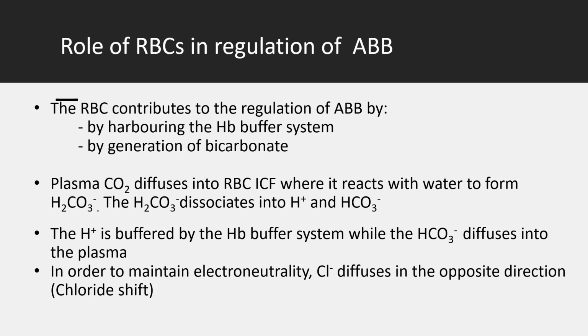And the process involves the diffusion of carbon dioxide into the red blood cell, where it reacts with water to form carbonic acid, which dissociates into a hydrogen ion and a bicarbonate. And the hydrogen ion is buffered by the hemoglobin buffer system, while the bicarbonate diffuses into the plasma. And in order to maintain electroneutrality, as the bicarbonate diffuses into the plasma, there is a movement of chloride in the opposite direction from the plasma into the red blood cell. And this process is called the chloride shift.